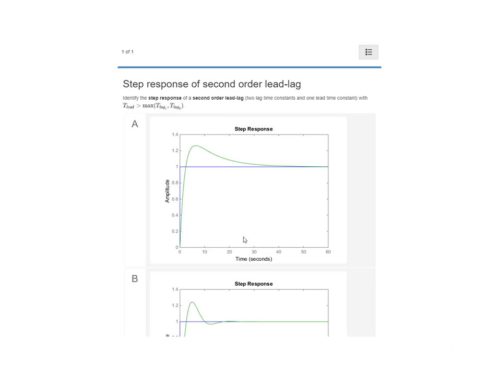Let us do a little quiz. So you have to identify the step response of a second order lead lag, so 2 lag time constants and 1 lead time constant, and T lead is larger than T lag 1 and T lag 2. So I will show you the different possibilities, and at the end, well, you can push the pause button, use the rewind functions, and you have to try to identify the correct response.